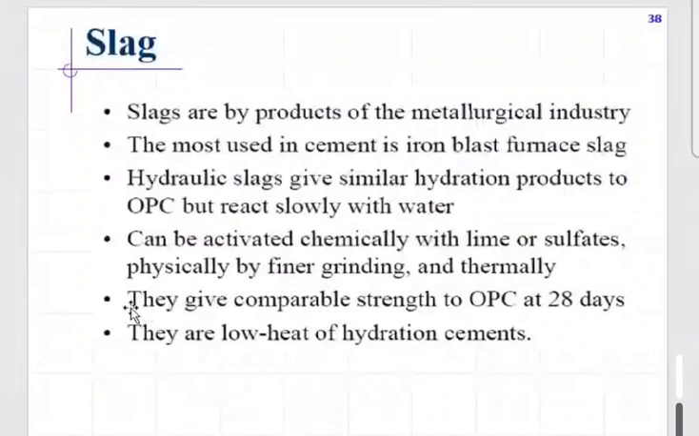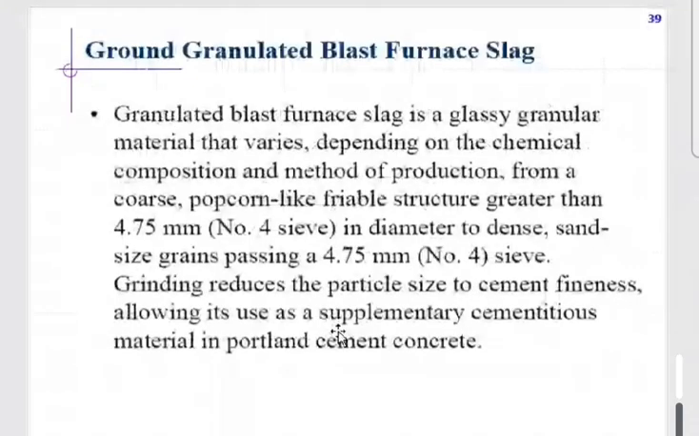So this can be activated chemically by using the low strength with the OPC. The best thing about this slag is that it is a low heat of hydration cement. Whenever we need low heat of hydration, we use slag. In most of the dam sites, people use this slag as a binding material. They use it as a supplementary cementitious material. So this is ground granulated blast furnace slag.